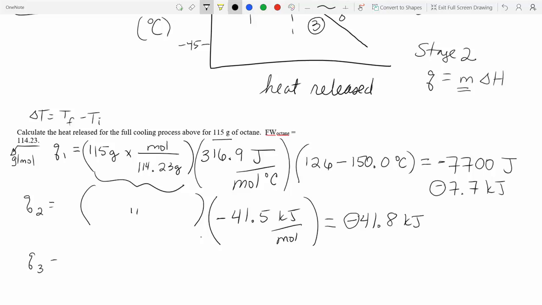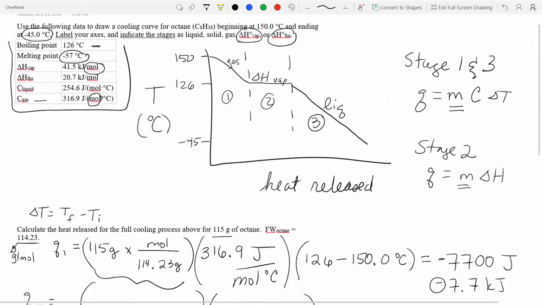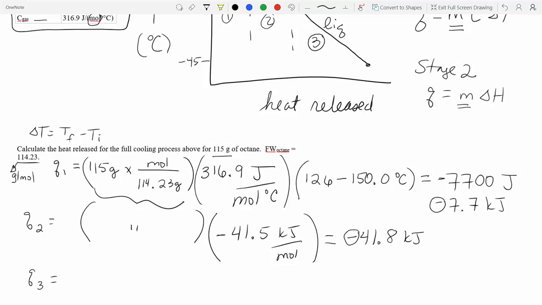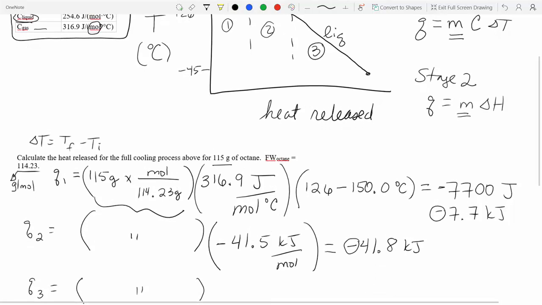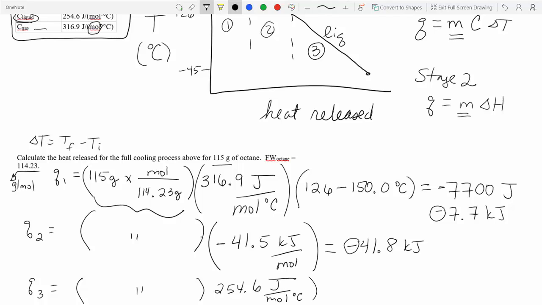The last stage is the cooling down, the liquid, from the 126 degrees to minus 45 degrees C. And so we again use the same heat release formula as for stage 1. We repeat the conversion to moles as we did in stage 1 and 2. Then you want to make sure you use the appropriate value. Since we're in a liquid phase, use the appropriate value for your specific heat. And it is 254.6 joules per mole degree C.